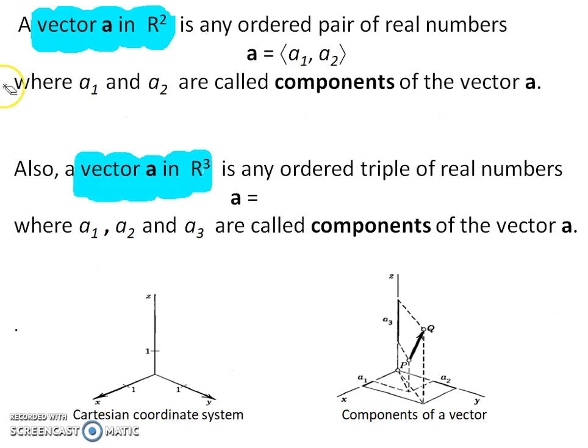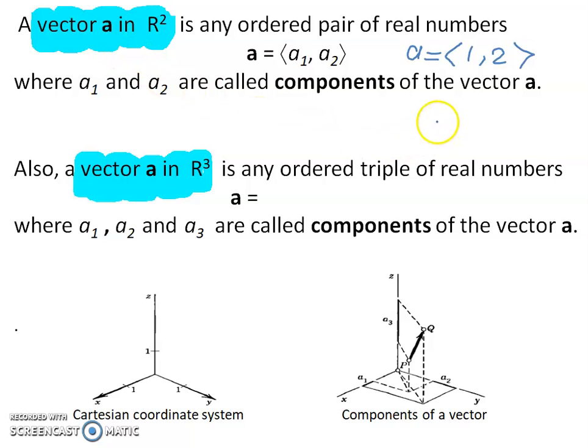Next we have a vector in 2 dimension and a vector in 3 dimension or 3 space. So a vector A in R squared or 2 dimension or 2 space is any ordered pair of real numbers, like this. This is a vector, it is an ordered pair of real numbers. For example, the vector (1, 2) is a 2 dimension vector. A1, A2 are called components of the vector.